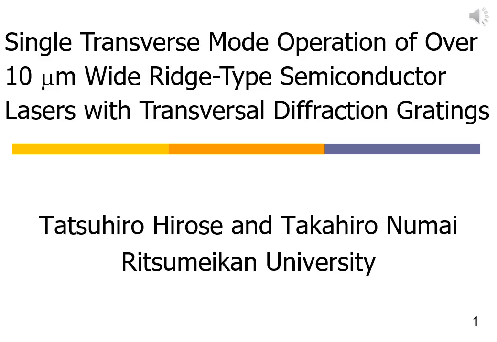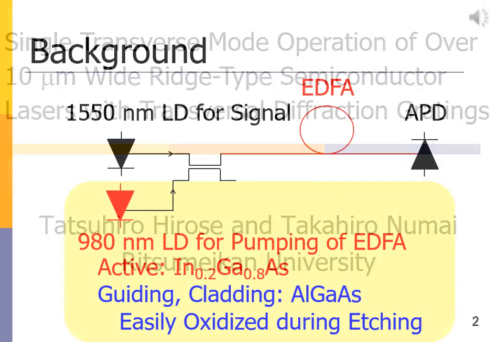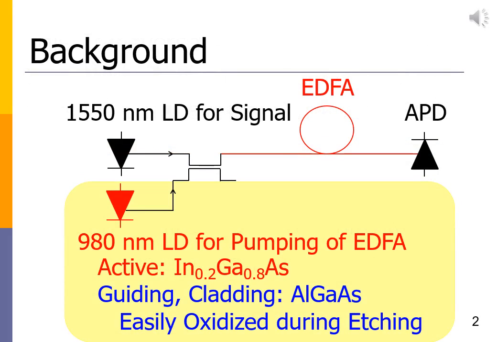I would like to talk about single transverse mode operation of over 10 micron wide ridge-type semiconductor lasers with transversal diffraction gratings. The theme of the present work is a high-power 980 nanometer semiconductor laser for pumping erbium-doped optical fiber amplifiers.